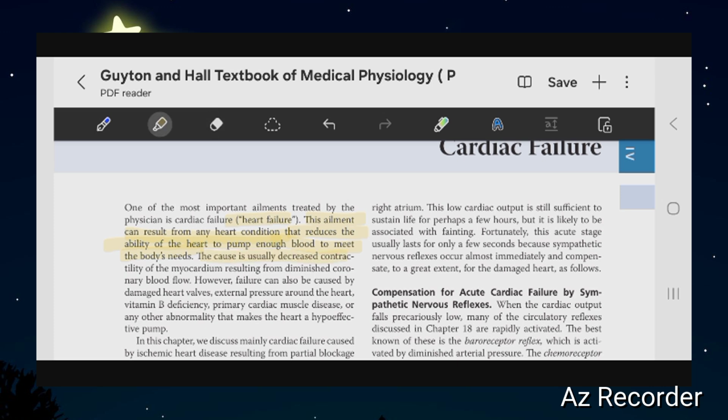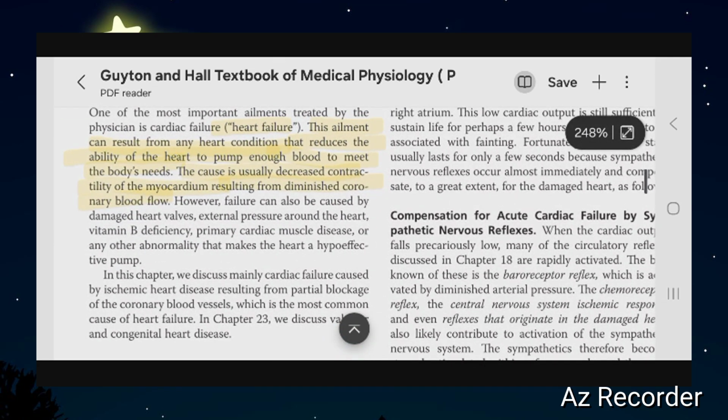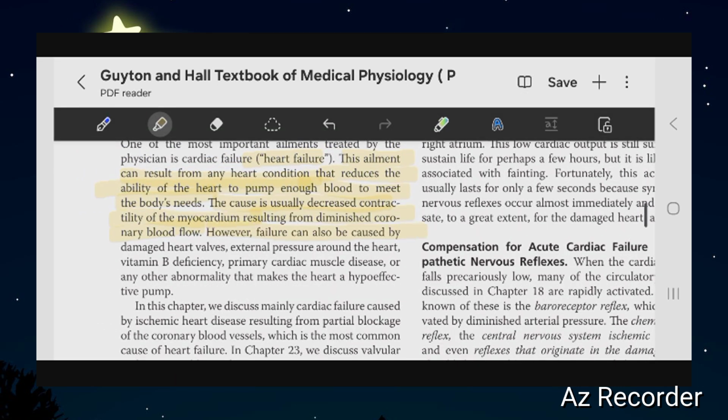The cause is usually decreased contraction ability as a result of diminished coronary blood flow. This is one cause, and it is the major cause of cardiac failure. However, failure can also be caused by damaged heart valves. As I said earlier, any heart condition that causes less contraction ability will lead to cardiac failure, and it may be due to different heart conditions.